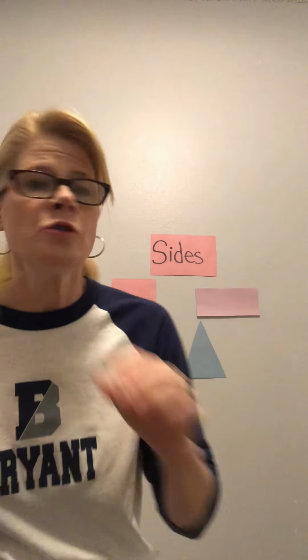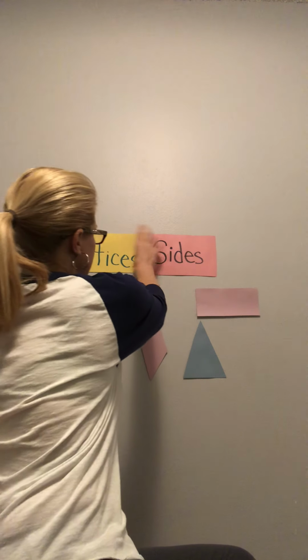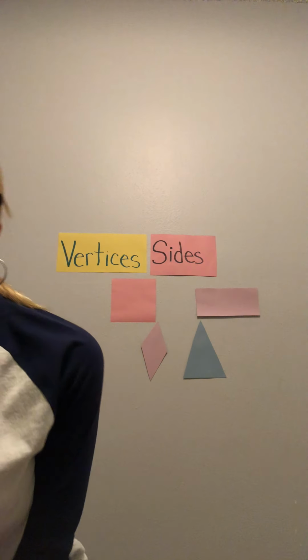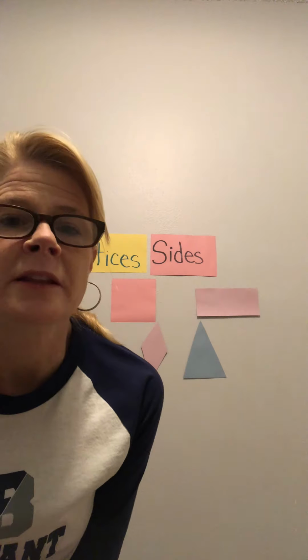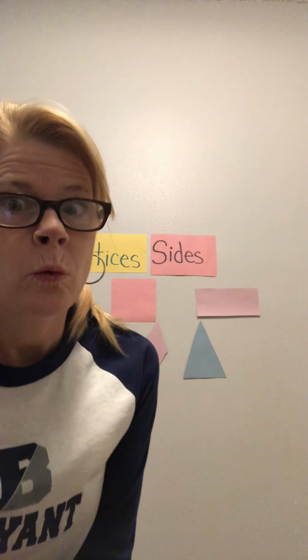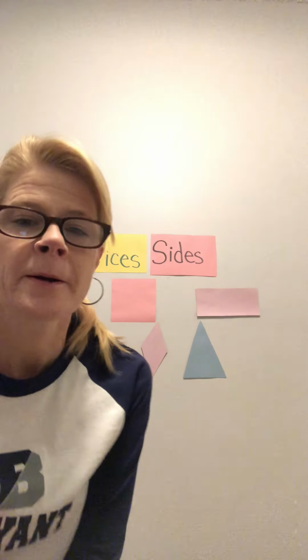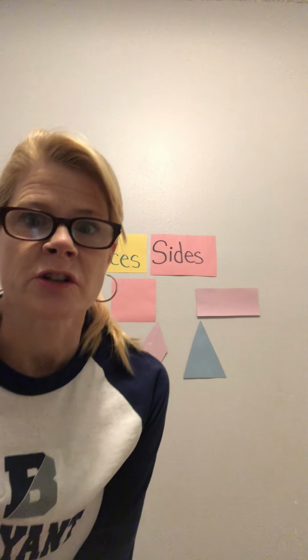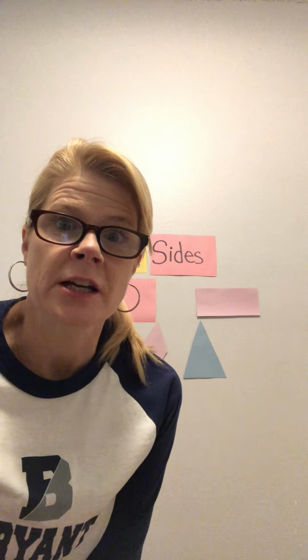Okay, so here are your 2 new words, sides and vertices. Those are the words we're looking at in math today. And those are called attributes. That's how we describe a shape. We're gonna be using those for the next couple of days, and I'm gonna add one more shape when we're Zooming together. And then we're gonna switch gears again at the end of the week and start talking about one more attribute of these shapes.